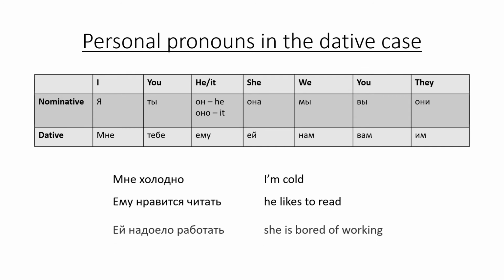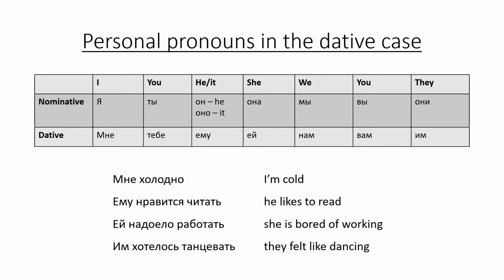Мне холодно. I'm cold, or it is cold to me. Ему нравится читать. He likes to read. Ей надоело работать. She is bored of working. Им хотелось танцевать. They felt like dancing, or they fancied dancing.